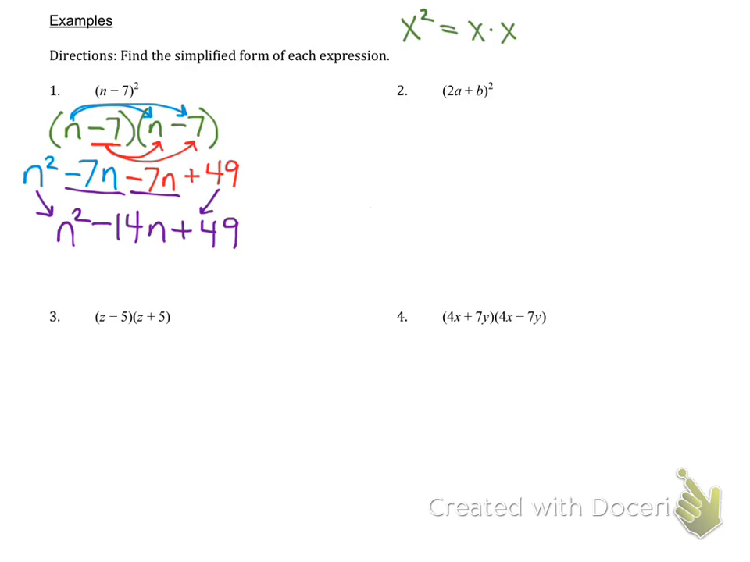Number 2, we have 2a plus b squared. So this means that I need to write it twice. So make sure you always write this twice. So 2a plus b times 2a plus b. So first I'm going to distribute that 2a to everything in the second set of parentheses. So 2a times 2a is 4a squared, and 2a times b is just 2ab, so plus 2ab.